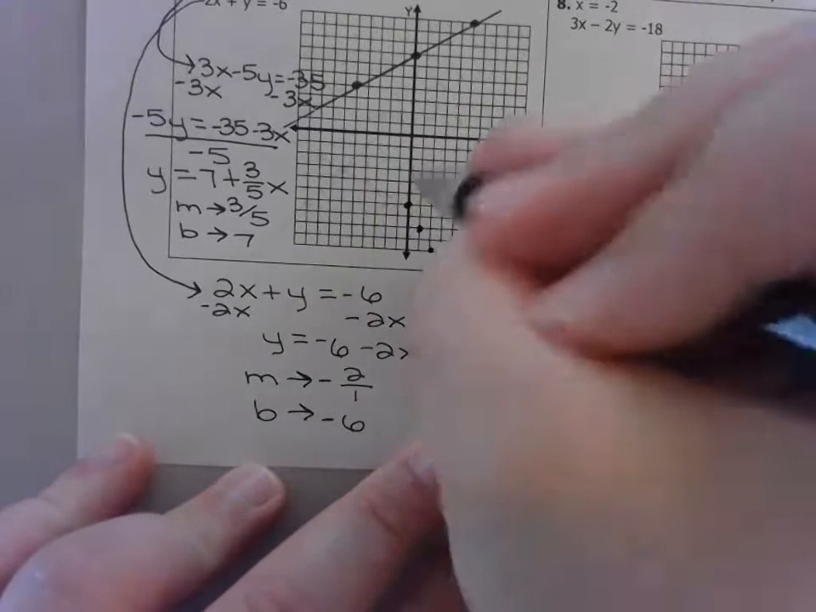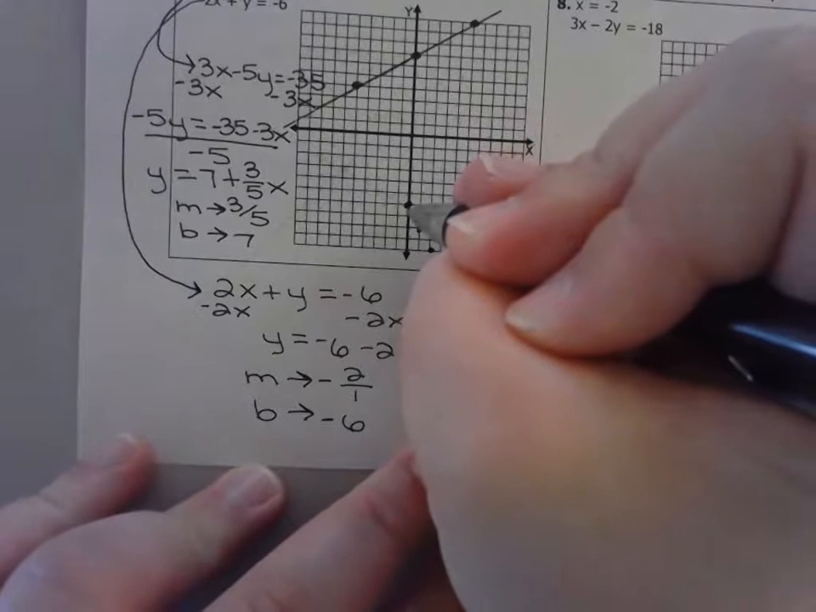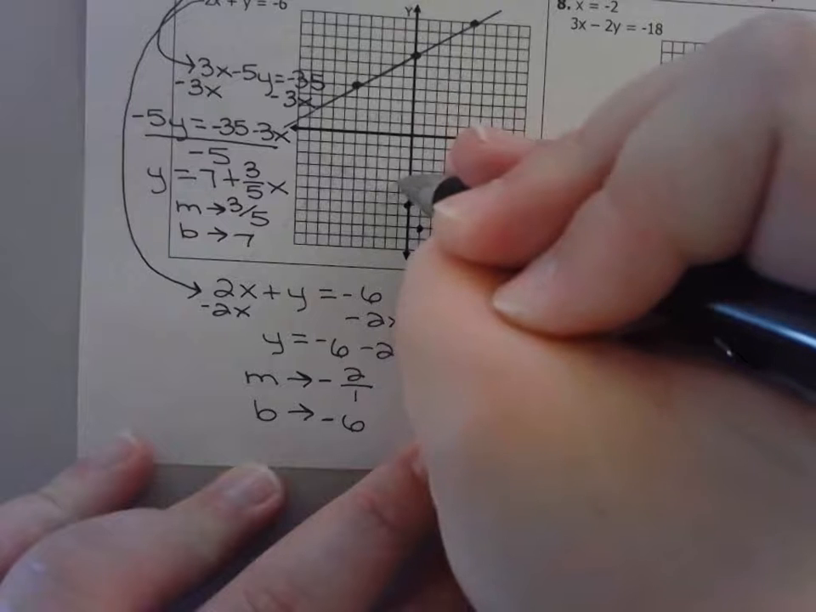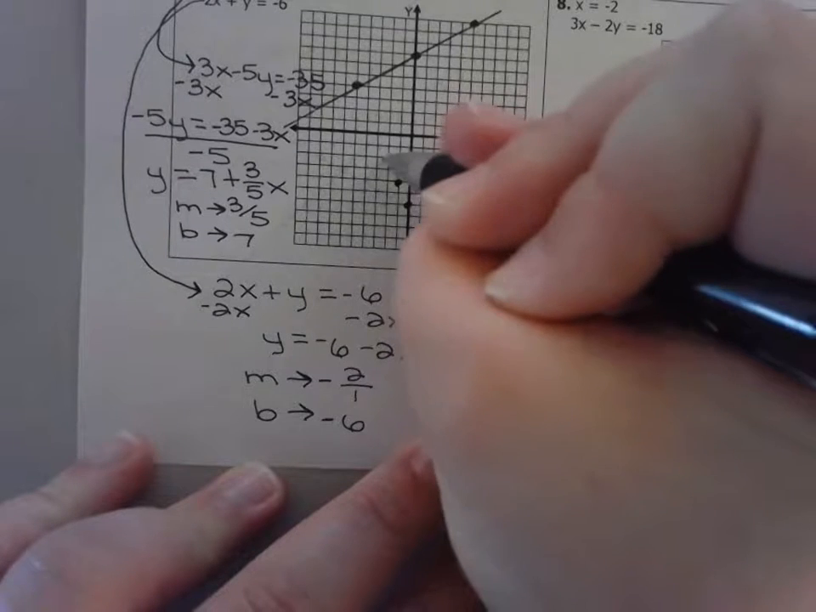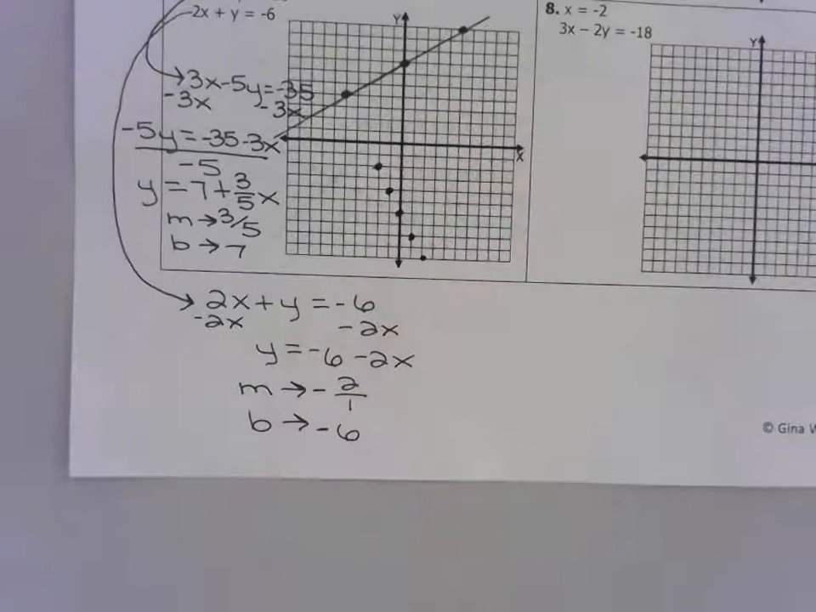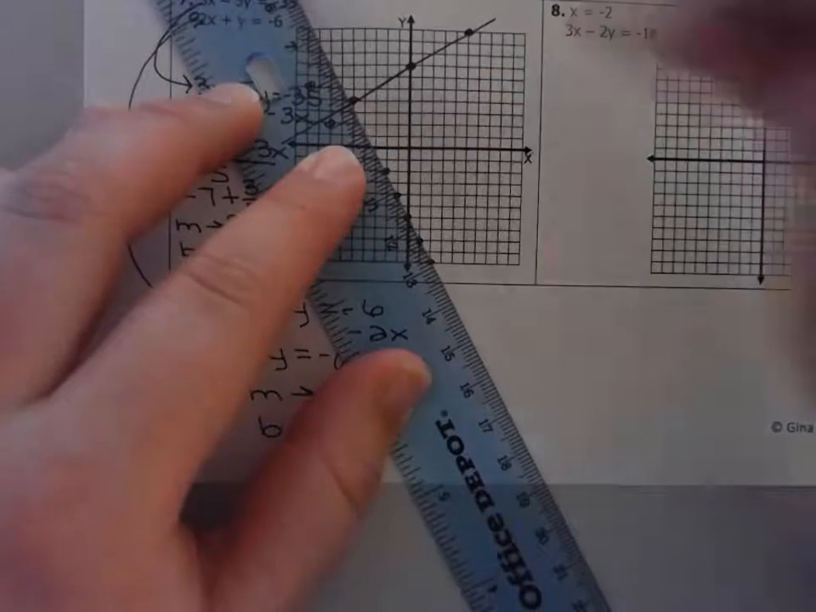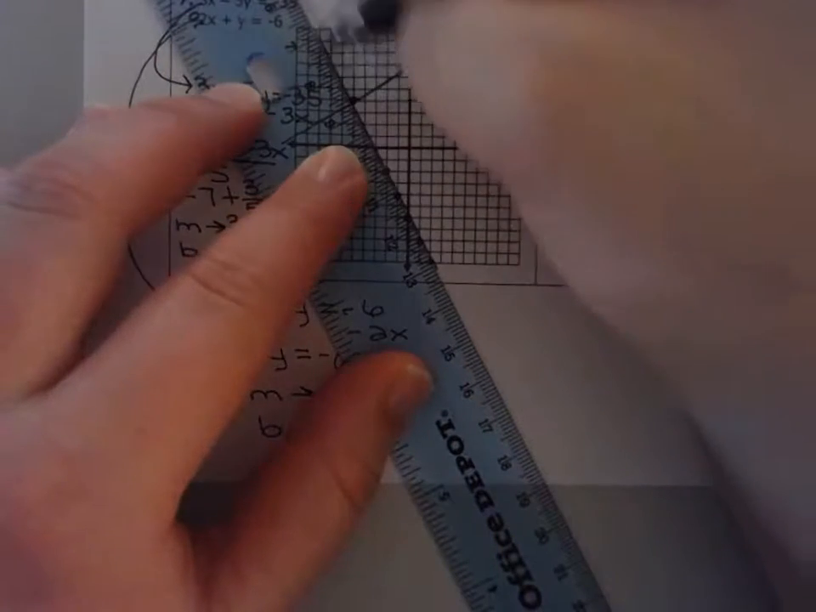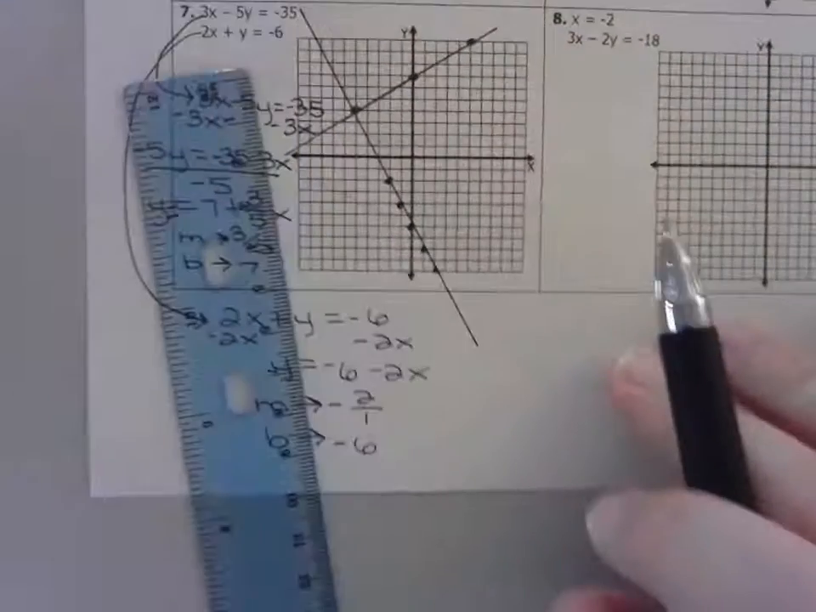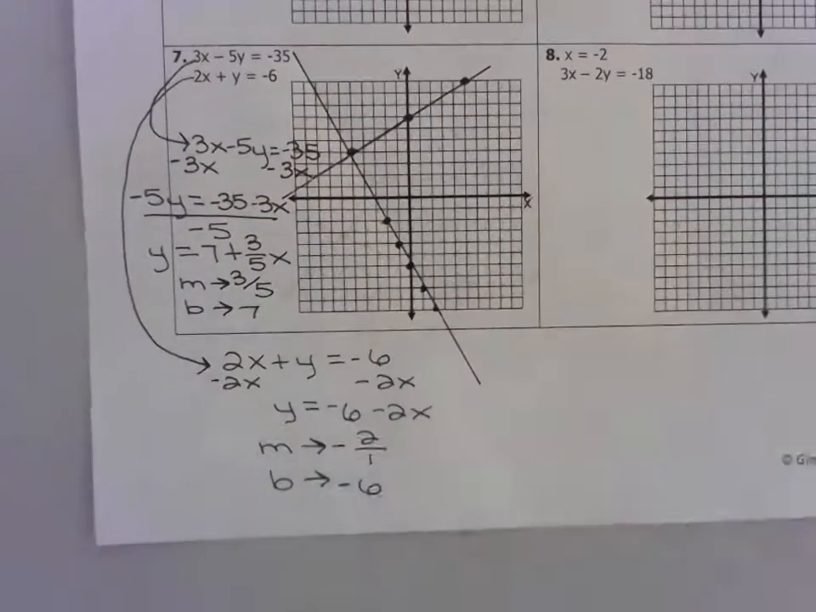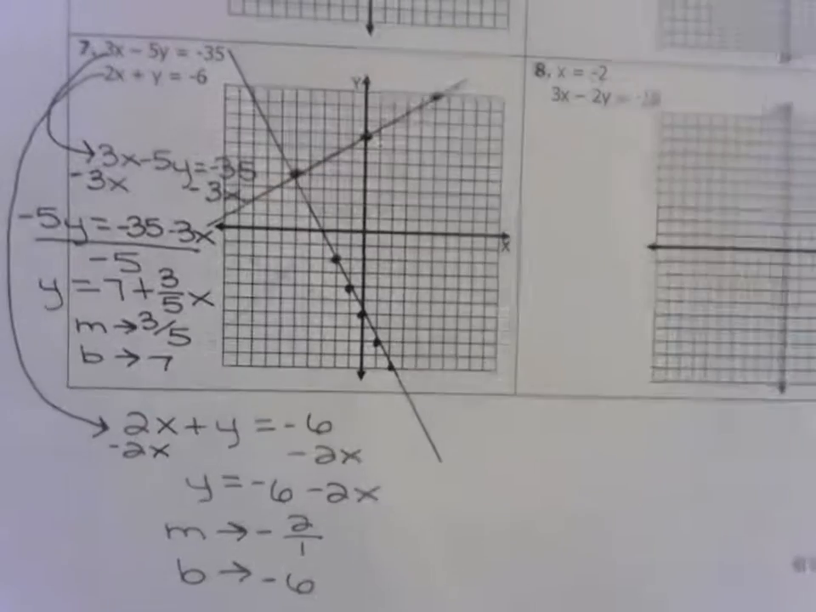Let's get some other points. I can also go up 2, left 1. So I would get more than 2 points with these because I want to make sure they're really good lines. And if I graph the line, we want to look at the point where they intersect. You might have to do a little bit of estimating, but you can get pretty close if your lines are straight.